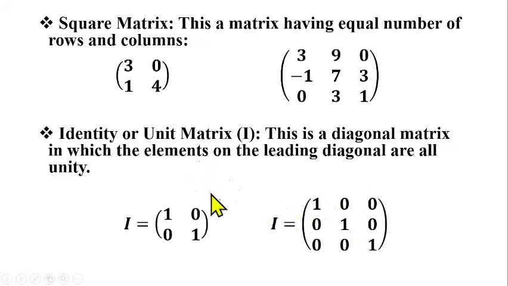If someone asks you to give an example of a 2 by 2 identity matrix, you should know that all the elements in the leading diagonal are unity, that is, they are 1, and the rest of the numbers are 0. So we have 1, 1, then 0, 0. Then a 3 by 3 identity matrix as well: we have 1, 1, 1 on the diagonal, and the rest of the numbers are 0. So these are the two types of identity matrix that we have.